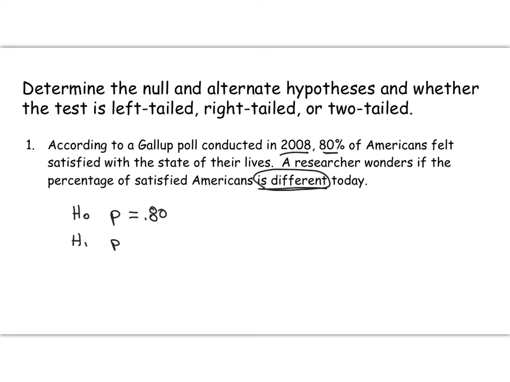is different. That's not is greater than, it's not is less than, it is different, or is not equal to 80%. So if I go ahead and draw that out, is not equal to means we're going to test the proportion, and we're going to make sure that it is not in the tails. So this is a two-tailed test.